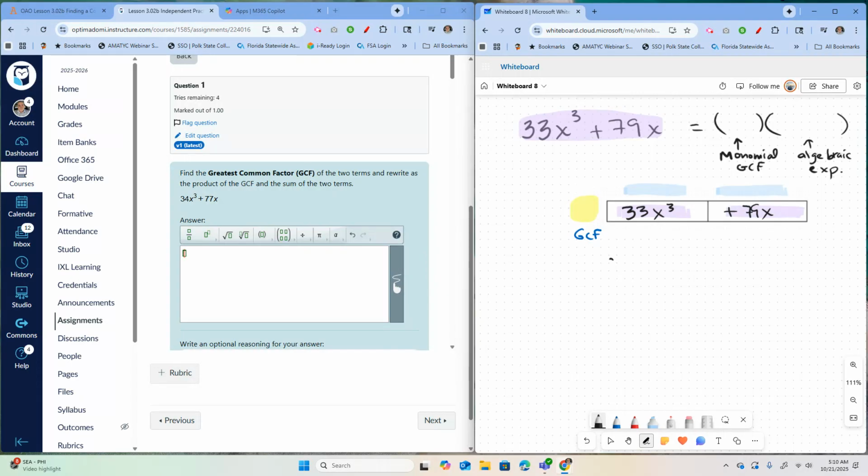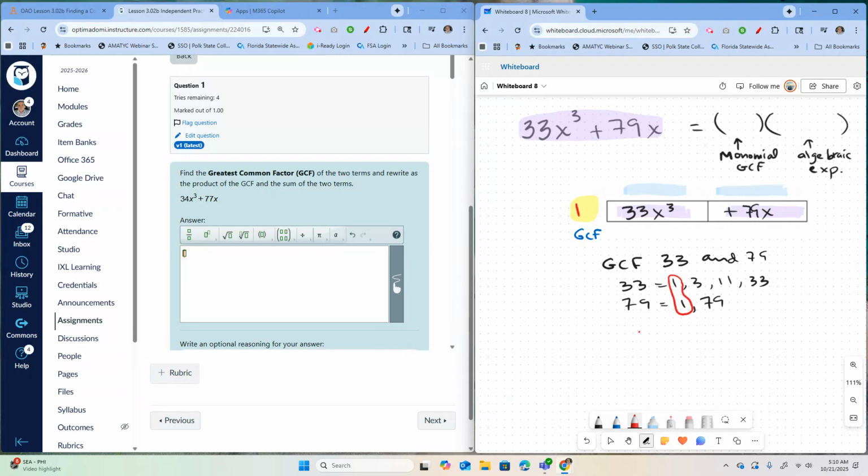Like we did in yesterday's class, we're going to find the GCF of 33 and 79. To find that, you find the factors of 33: 1, 3, 11, and 33. You find the factors of 79, there's only two, 1 and 79. And what is the largest factor in common? You can see it is 1, so that goes here.